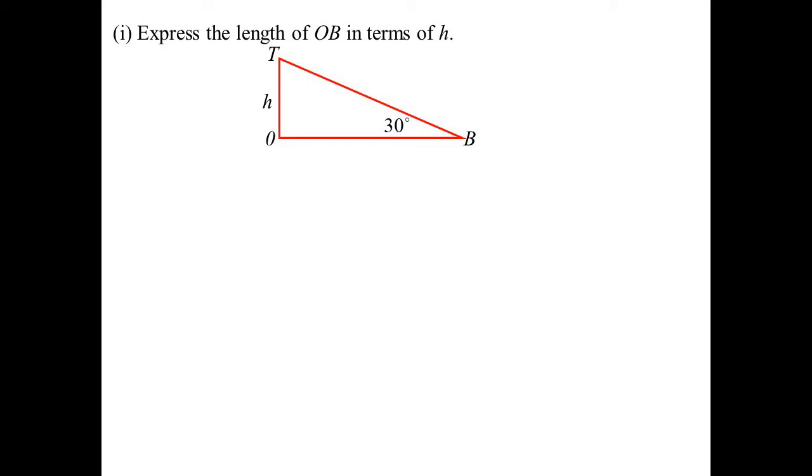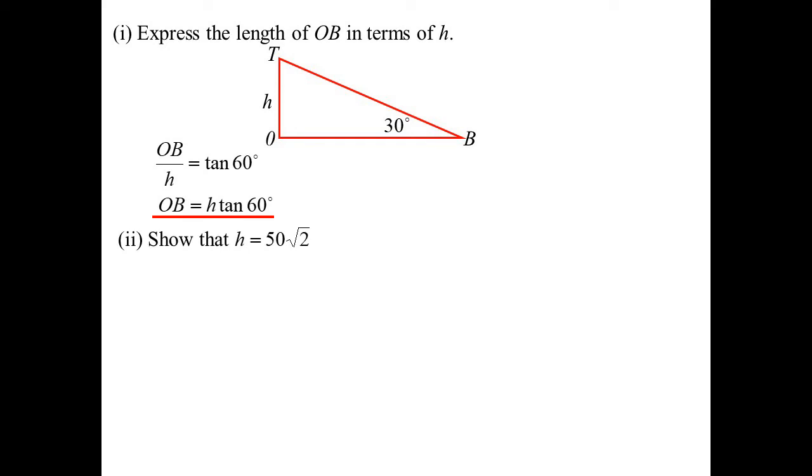I'm going to use a triangle that contains that side OB, so OBT. So I know OT is H, and I also know that that angle is 30 degrees. So a bit of trig, OB over H is tan 60, so OB is H tan 60. The reason I use tan 60 rather than the cotan of 30 is because we don't have a cotan button on our calculator, so I'm just sticking with the one where we have that button on the calculator. We want to show that H is 50 root 2.